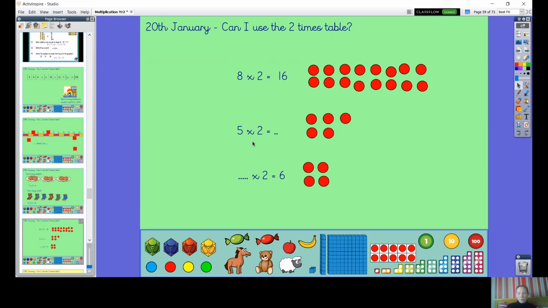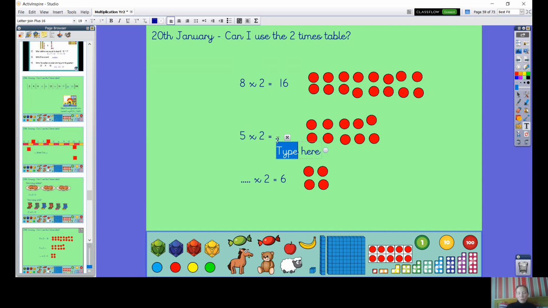Well done. Have you had a go at this one? 5 times 2 equals. Let's finish the array off first. So 3 times 2. 4 times 2. Let's sort that one out. And 5 times 2. Let's use our counting in 2s to help us. 2, 4, 6, 8, 10. So our 5 lots of 2, or 5 times 2, gives us 10.